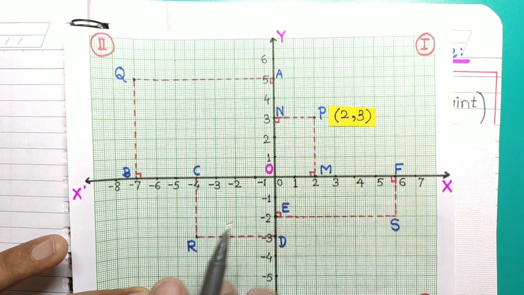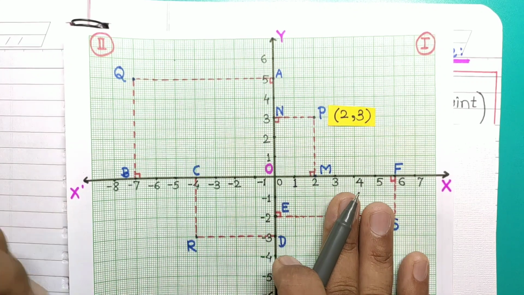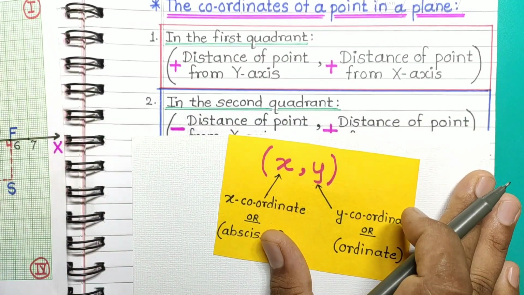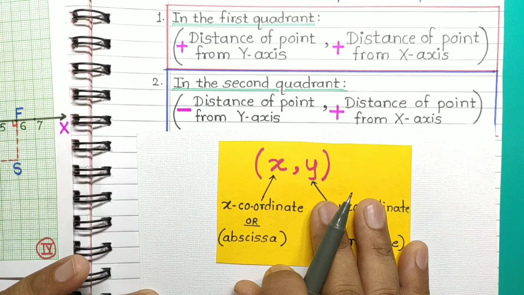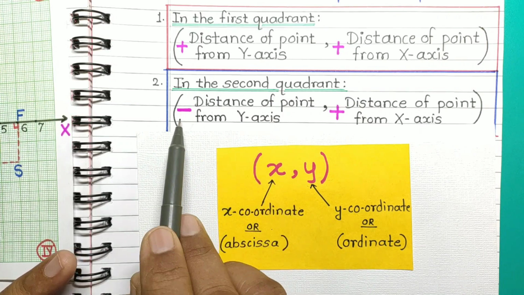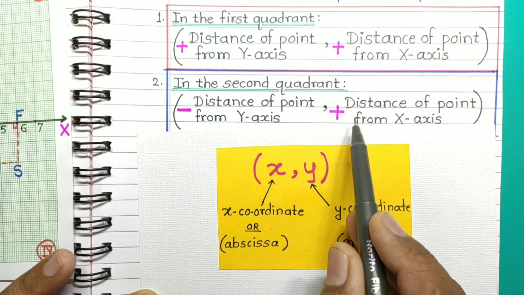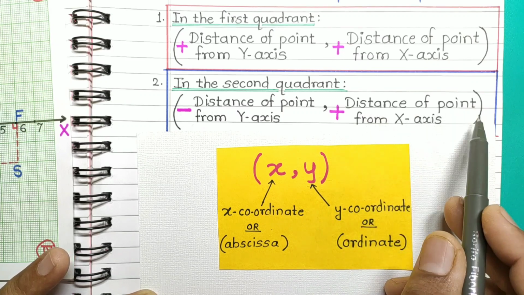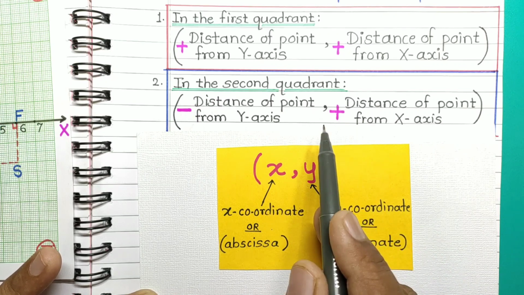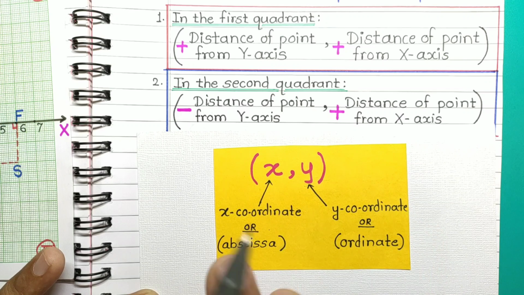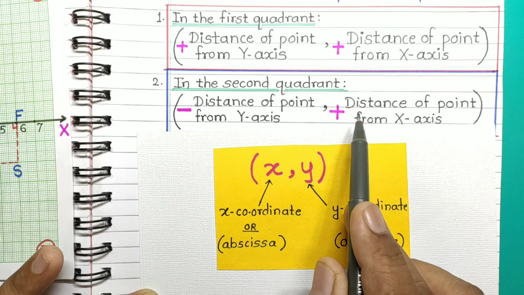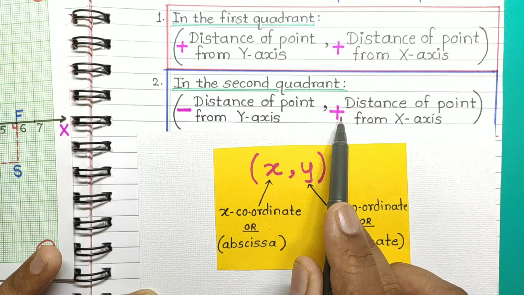Now let's see how the coordinates of points in other quadrants are decided. In the second quadrant, the x coordinate is the distance of the point from y axis and it is considered negative, and y coordinate is the distance of a point from x axis and it is considered positive. So you note that in the second quadrant, x coordinate has negative sign and y coordinate has positive sign.